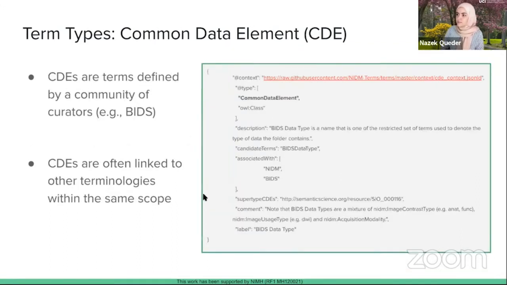The other term type is a common data element, which is similar to a personal data element, but those terms are more common, as the name of the type suggests, and they're defined by a community of curators, like the BIDS specification or the BIDS community, and they're linked to other terminologies. So in the BIDS specification case, the BIDS terms are linked to DICOM terms and NIDM terms. And this is an example of a common data element on the right side.